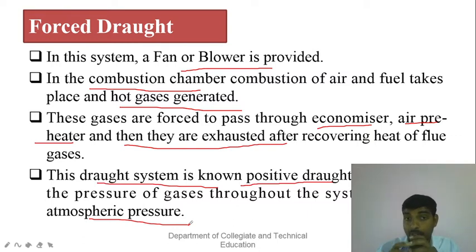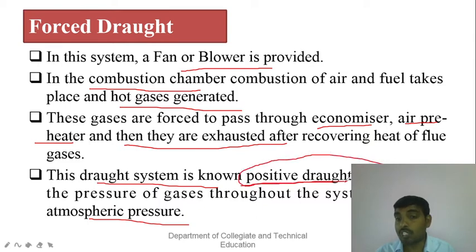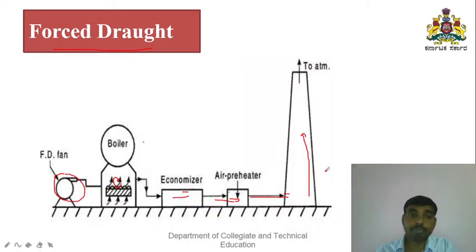So here a little bit pressured air will be supplied to the boiler. From that boiler, after combustion, the pressured flue gas will flow to the economizer via the air preheater, then it will flow to the chimney. For that reason, the pressure inside the boiler will always be positive. So we can call this draught system a positive draught system. So this is about forced draught system.